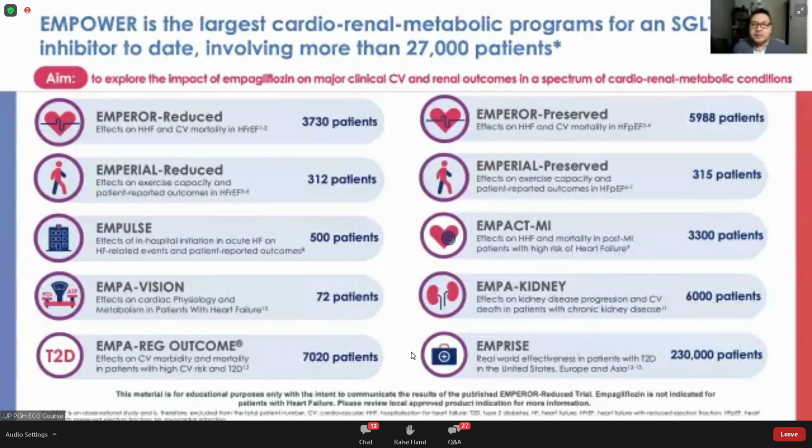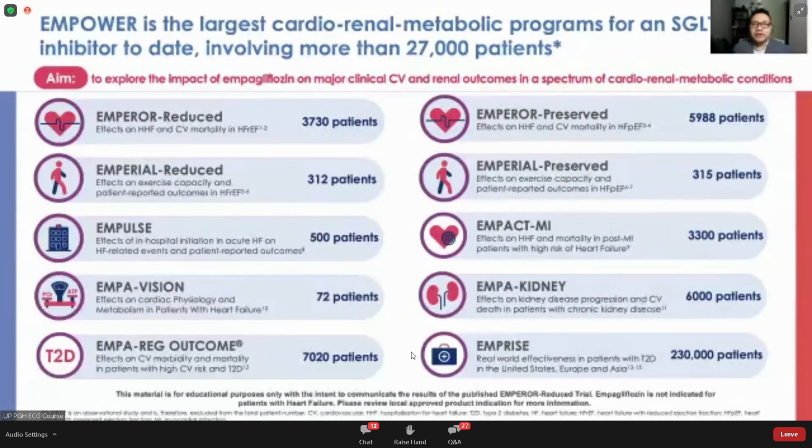And I will be showing you this EMPOWER group of studies for empagliflozin, which is still the largest cardiorenal metabolic program for an SGLT2 inhibitor to date, involving more than 27,000 patients. And I have shown you the results of the EMPRISE and EMPA-REG, but there are still other outcome studies that are yet to be released.